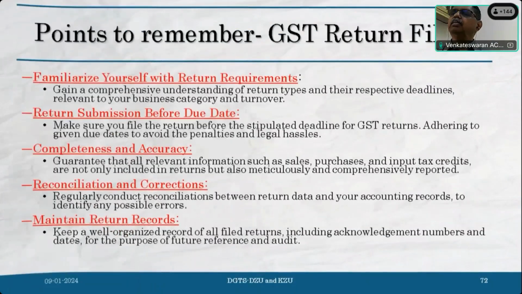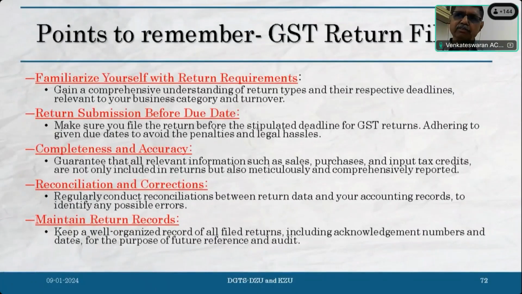Points to ponder for return filing. Familiarize yourself with the return requirements. The return forms clearly give what is to be done and what is to be filled. That is very much required. Second, GSTN and our department also give the requirements, how you have to fill the data in the return. So please understand the requirements and read carefully the instructions issued for return filing.